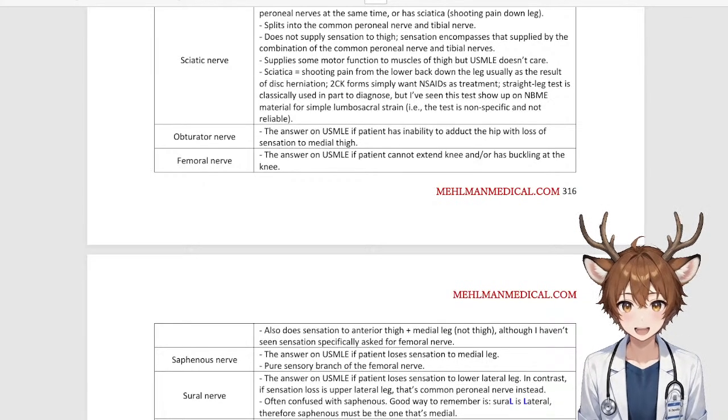The answer on the USMLE, if the patient loses sensation to the medial leg. Pure sensory branch of the femoral nerve.